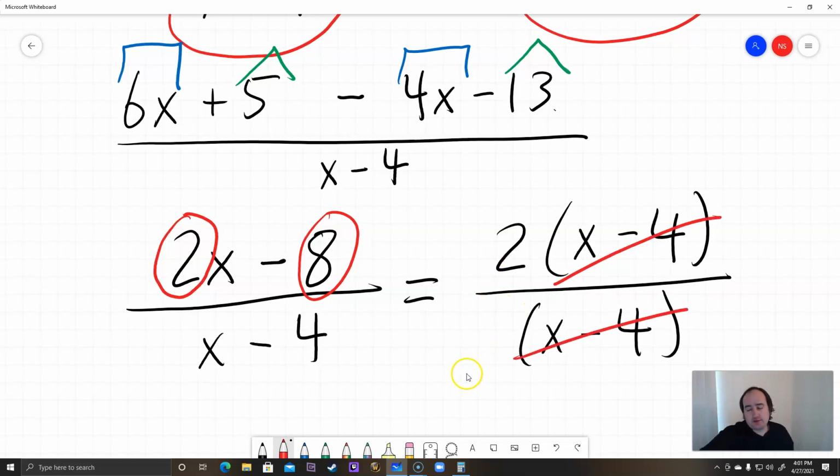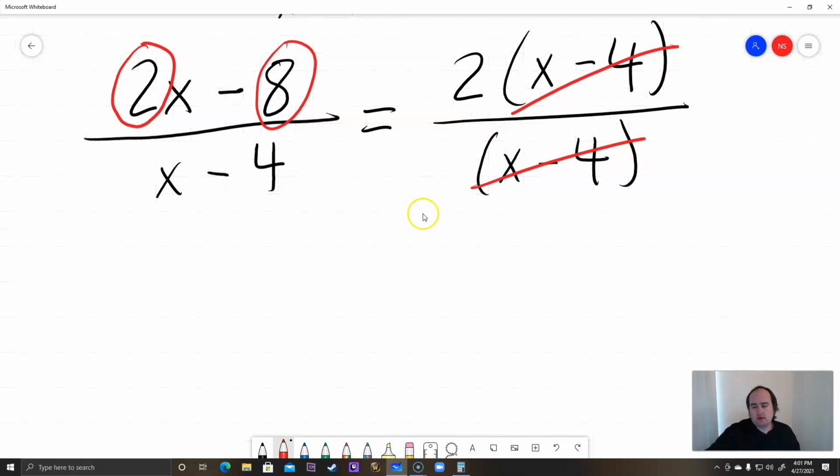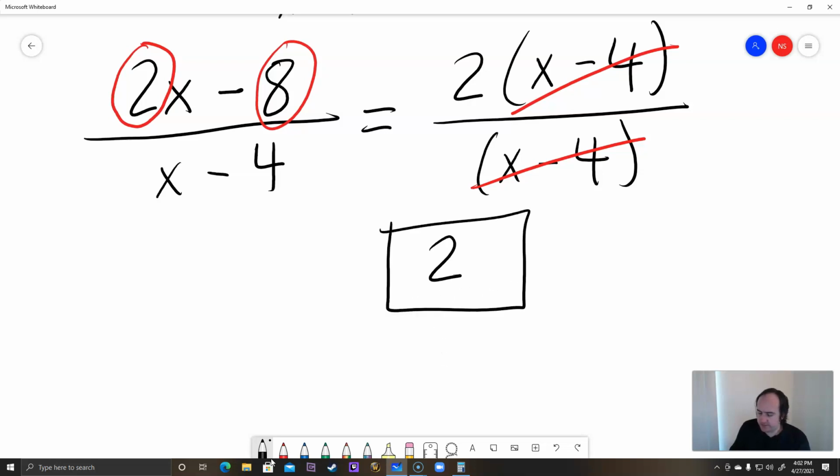And so we're left with 2 over 1, right? Because if you cross everything out, there's still a 1 left over. But remember, if the 1 is in your denominator, you don't need to write it in your answer. If the 1's in your numerator, you have to write it in your answer. So for example, if it were 1 over 2, that would mean 1/2. But 2 over 1, you don't need to write the 1 down there. Okay, so our answer is just going to be 2.